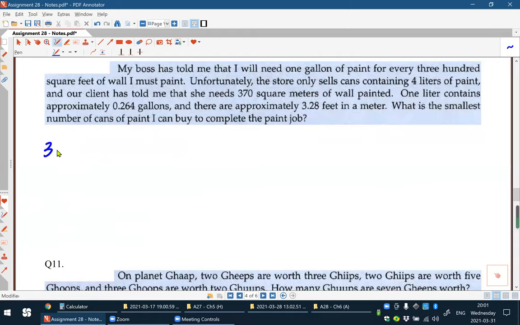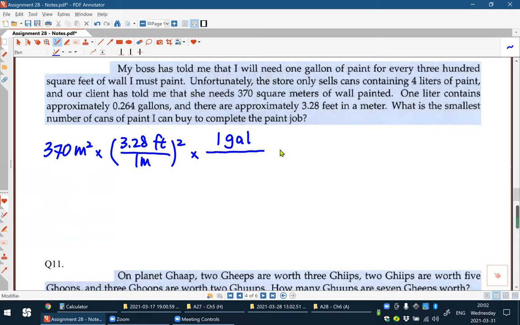Okay, it should be like this. We have 370 square meters. First of all, we need to convert it to square feet, right? So let's multiply this number by 3.28 feet per 1 meter squared. By using this, we convert the total area into square feet, right? And then times 1 gallon per 300 square feet.